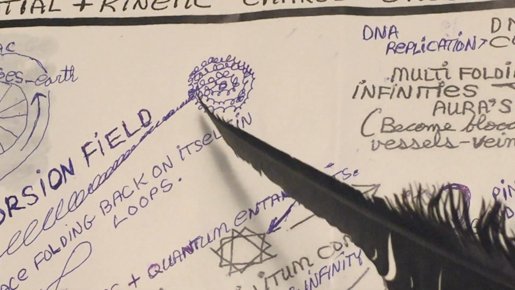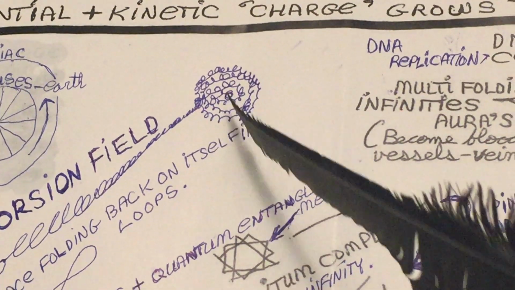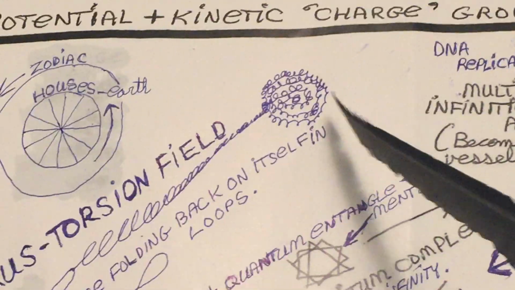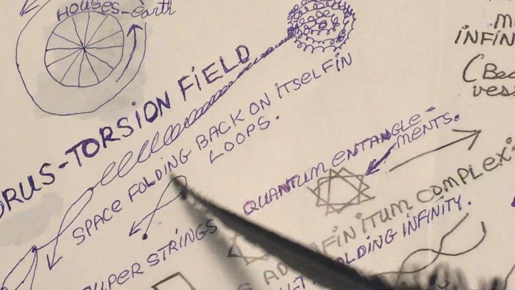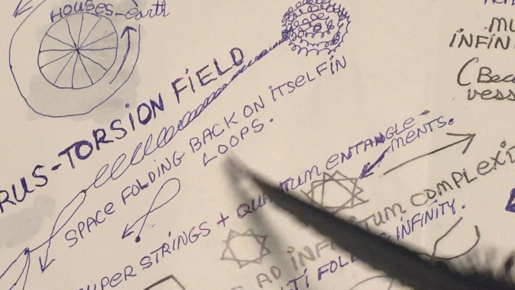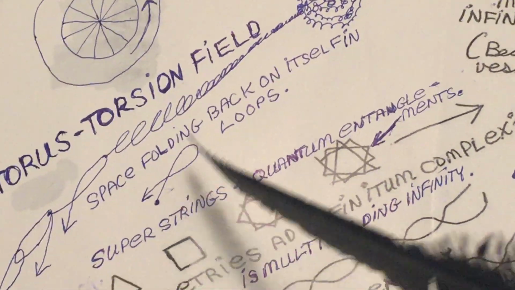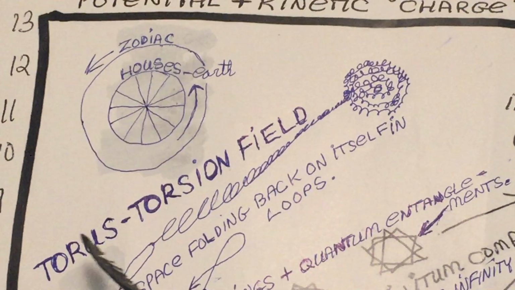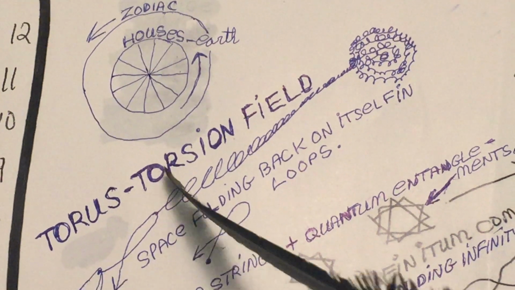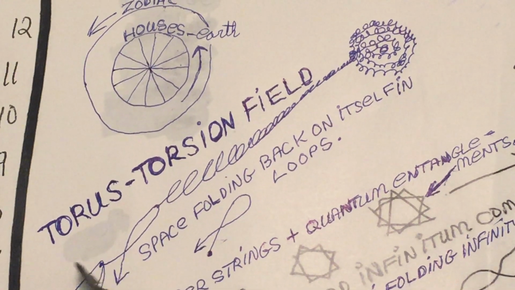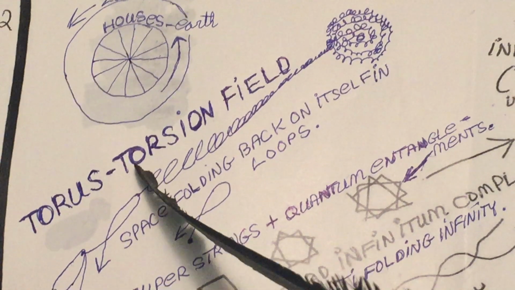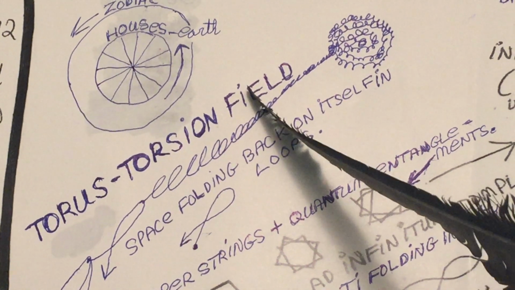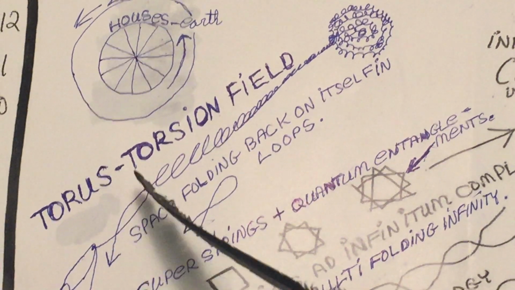Zillions and zillions of googles of time into big bundles right there, into greater and greater dimensions. So space folding back on itself in loops, again, folding back. And this, of course, leads to the torus and torsion field. That is, that the universe and everything in it is in a torus and a torsion field. So those are the results of the curvatures.